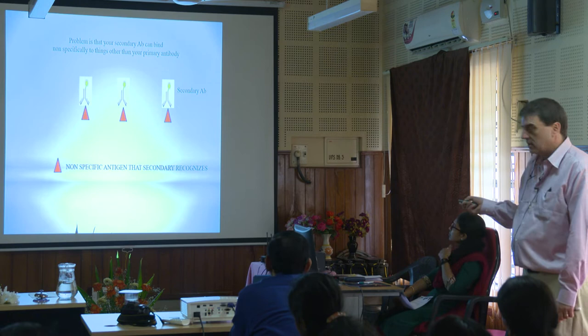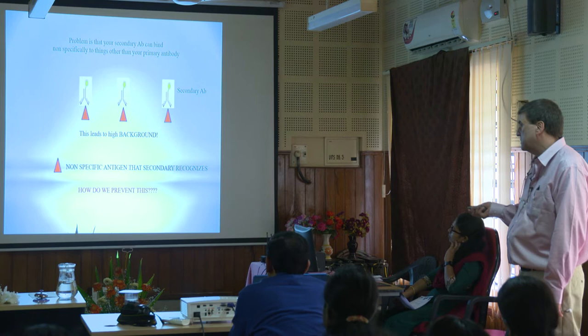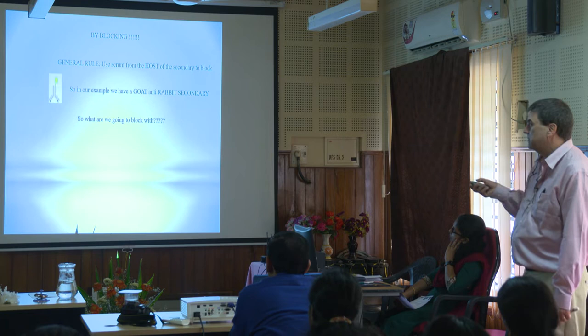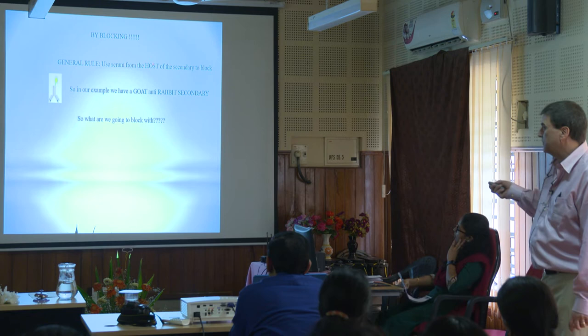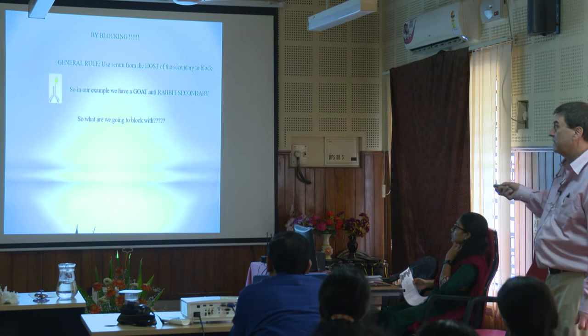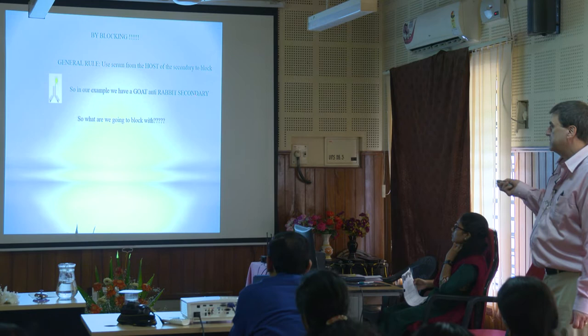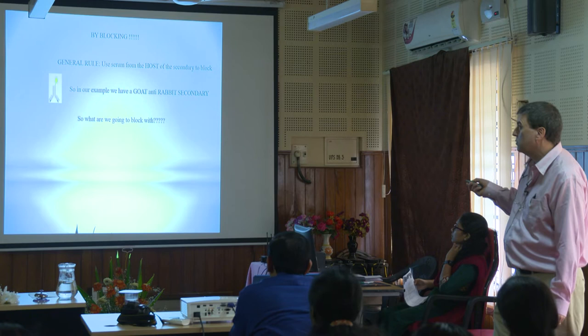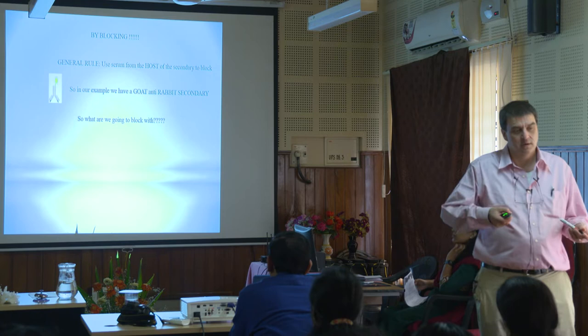Leads to high background. How do we stop this? By blocking. Okay? Now, this is a general rule. It works pretty good. The general rule is you use serum from the host of the secondary to block. So here I fixed my mistake. I went with rabbit. So in our example, we have a goat anti-rabbit secondary. So what are we going to block with? We're going to use serum from the host. We're going to use goat serum.